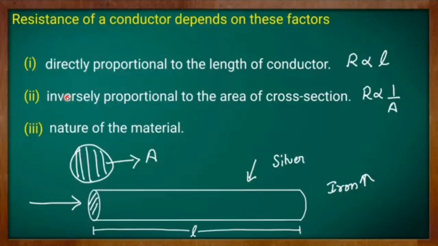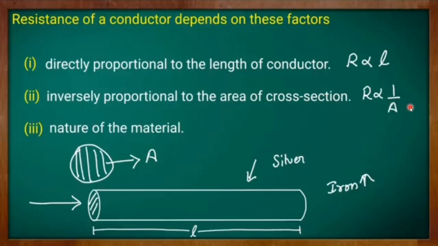Then what is the second factor? The second factor says that the resistance of a conductor is inversely proportional to the area of cross section. So as I've said, R is inversely proportional. I am writing a proportionality sign, and I am writing 1 over A. Why am I writing 1 over A? Because it is inversely proportional.